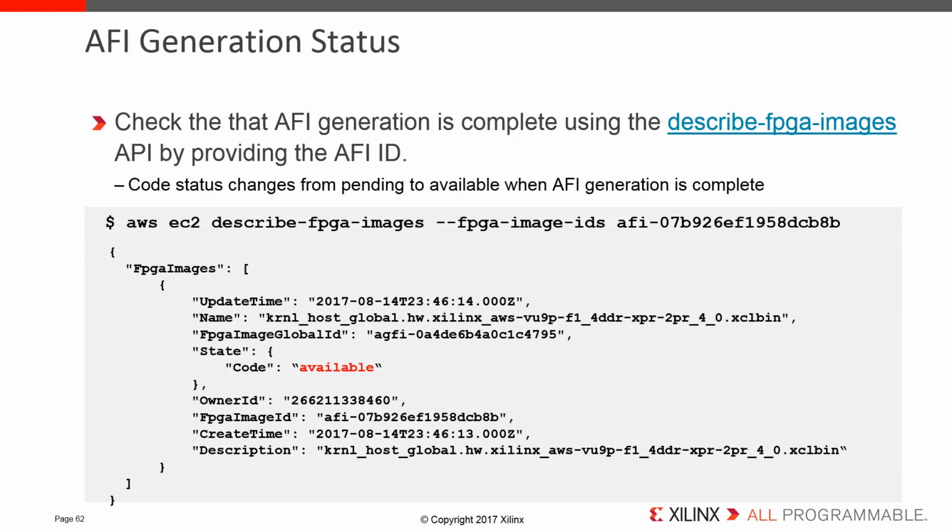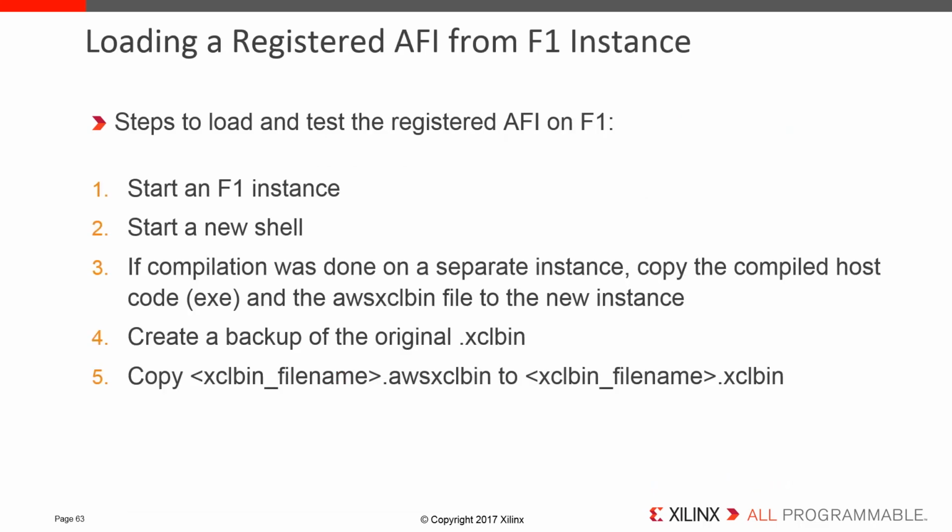To check the status of the AFI generation, you can use the describe-fpga-images API and provide it with the AFI ID that was created and returned by create-fpga-image. Once the AFI generation is complete, the code status will change from pending to available as shown in the example. At this point, we have successfully generated an Amazon FPGA image that can be leveraged by app developers to accelerate their applications.